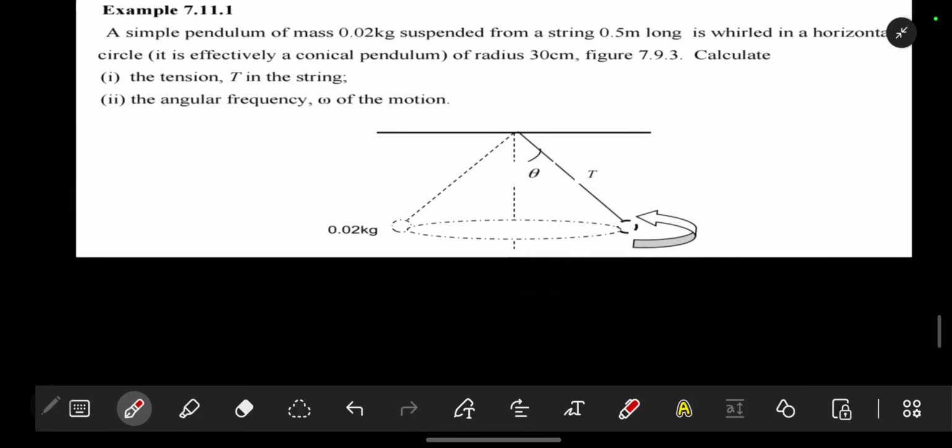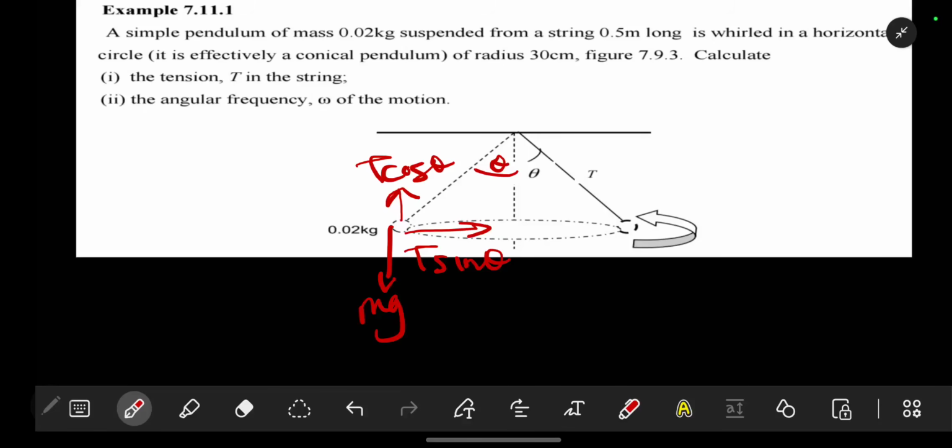So how do you deal with this one? Same approach. So let's do it here. So we have the T cos of theta. The theta is also here, it is the same. So this one will be our T sine of theta, like that. Downwards will be our mg, like that.